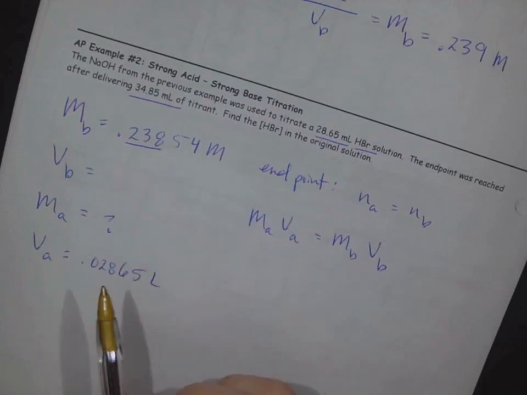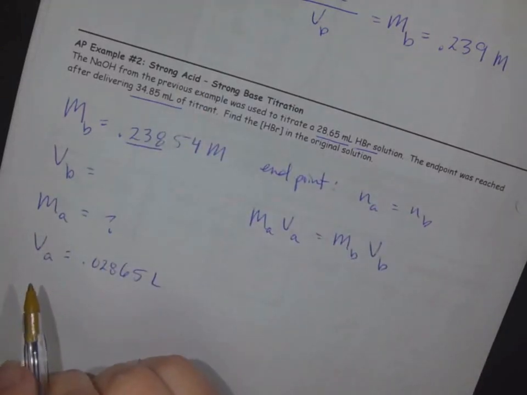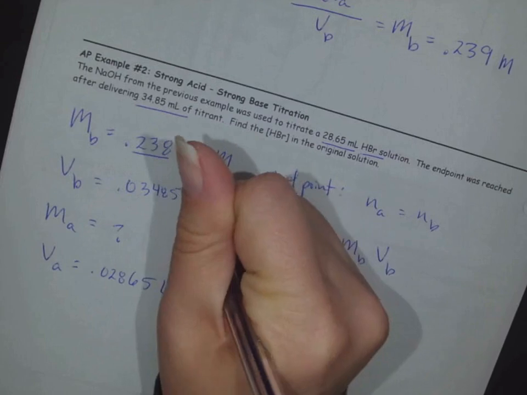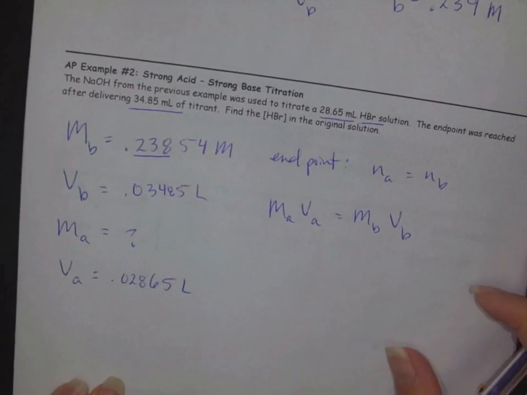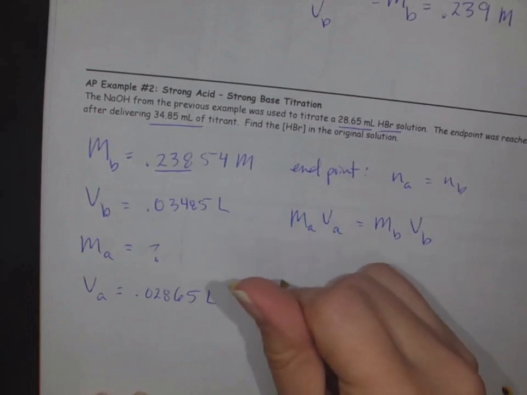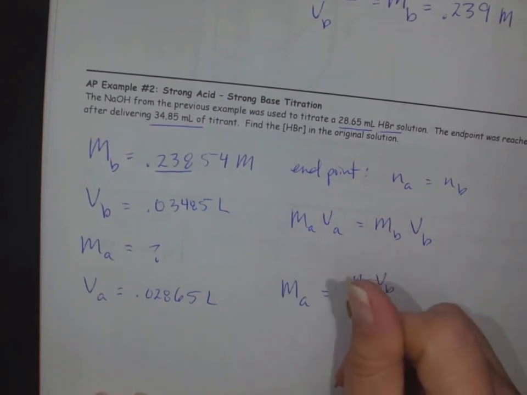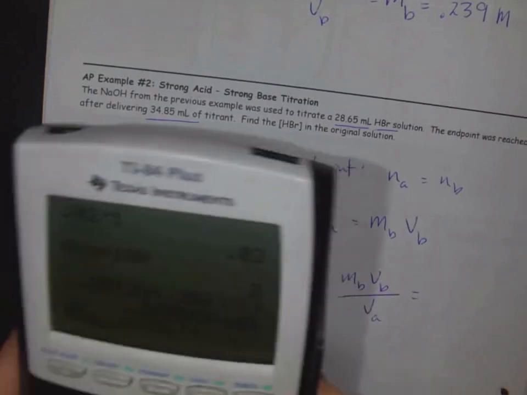So this is the sodium hydroxide, the titrant, and so it would be 0.03485 liters. Okay, great. So now that we have our info there, we're solving for the molarity of the acid, so I'll divide by the volume of the acid. So concentration of the acid is equal to concentration of the base times volume of the base divided by volume of the acid.